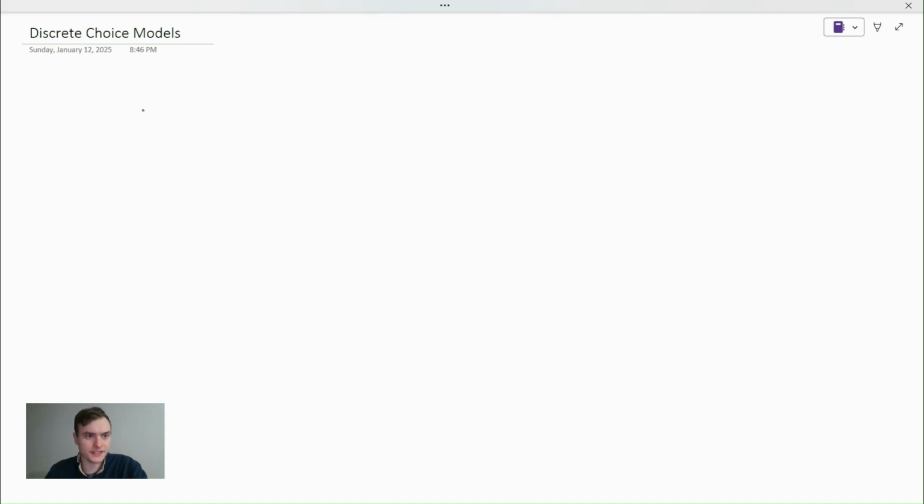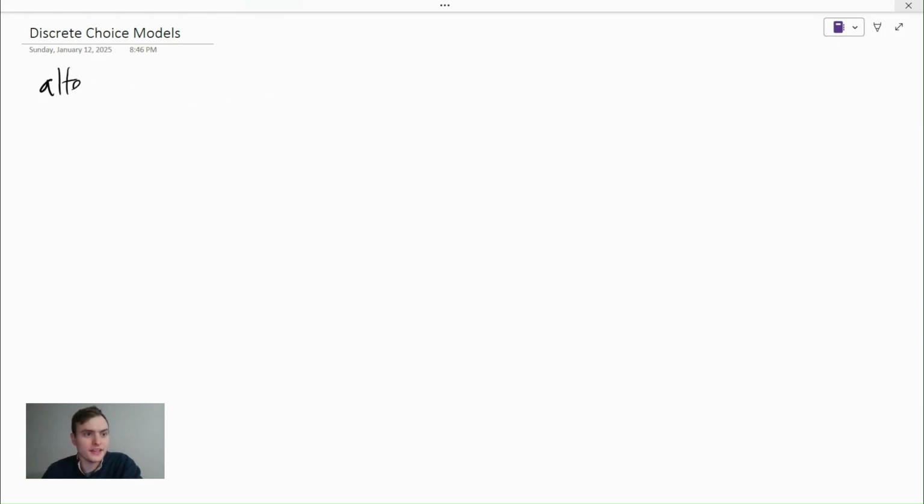Today I'll be introducing the discrete choice models. Discrete choice models are a probabilistic model where the customer chooses between a finite set of alternatives, and each alternative is distinct, right? That means discrete. There's no continuous function that we're choosing.